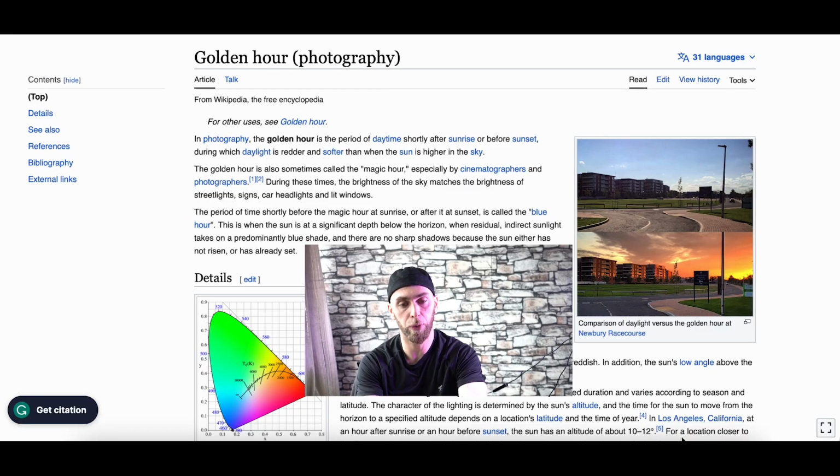Today I'm going to talk about golden hour in photography. I got a reference from Wikipedia. In photography, the golden hour is the period of daytime shortly after sunrise or before sunset, during which daylight is redder and softer than when the sun is higher in the sky.